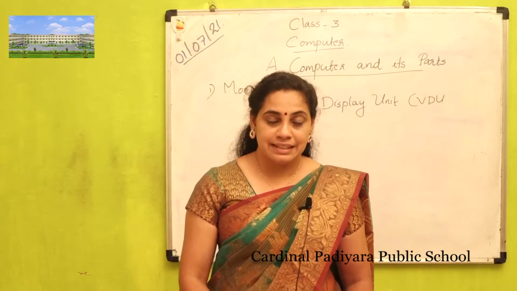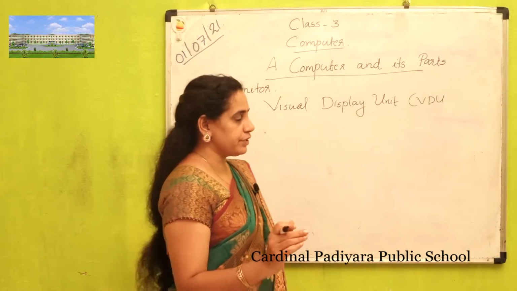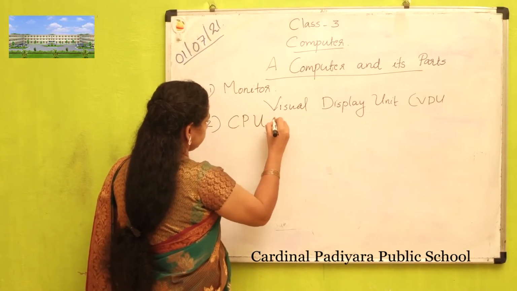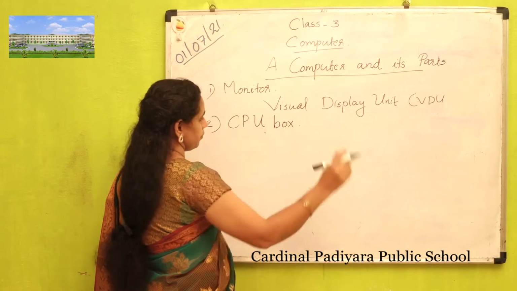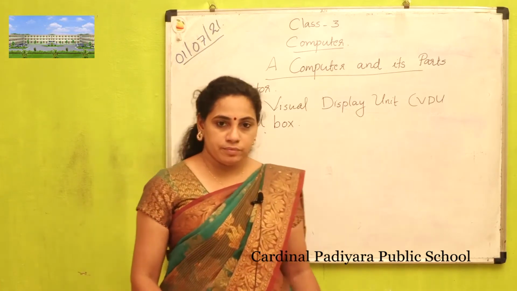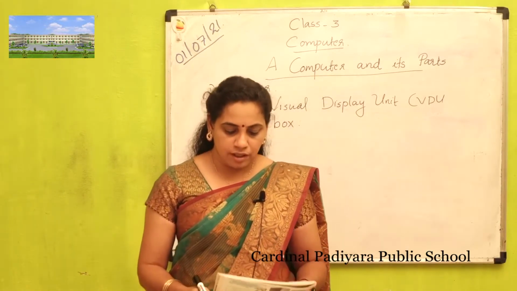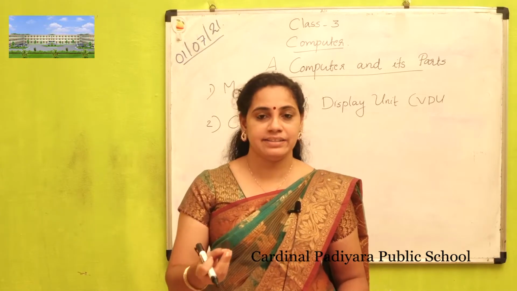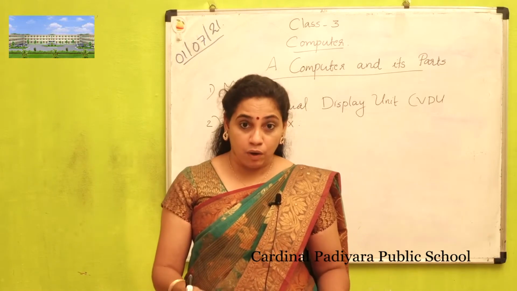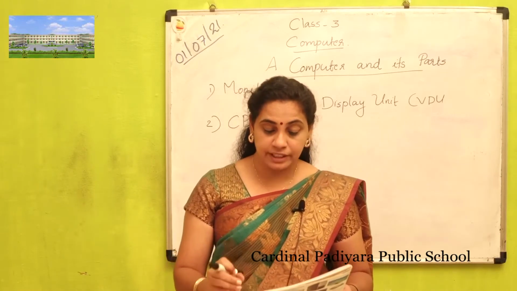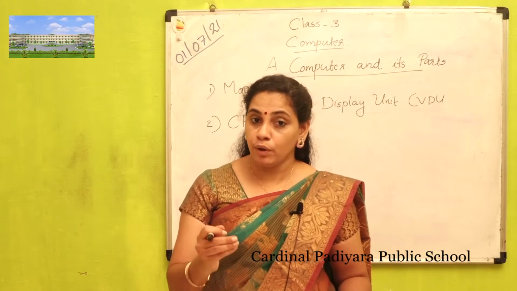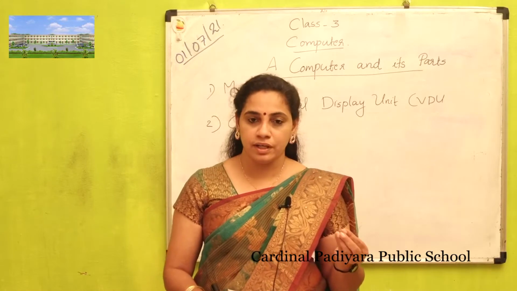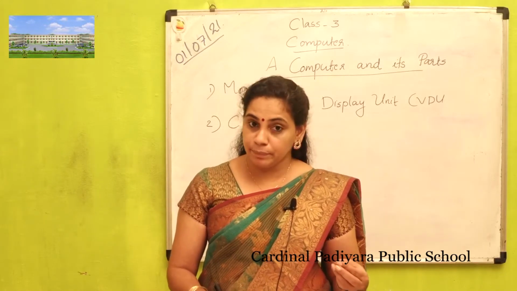The second important part of a computer is the CPU box. The CPU box looks like a simple box, and it contains tiny components inside. All these components are systematically fitted in the CPU box, and the CPU is a tiny part of the computer inside the CPU box.